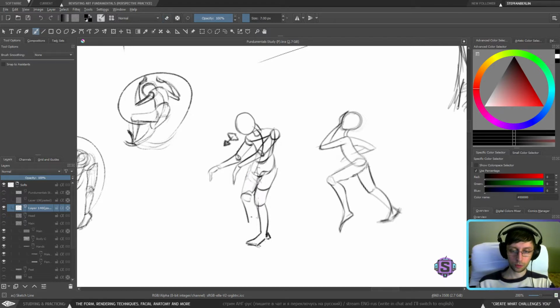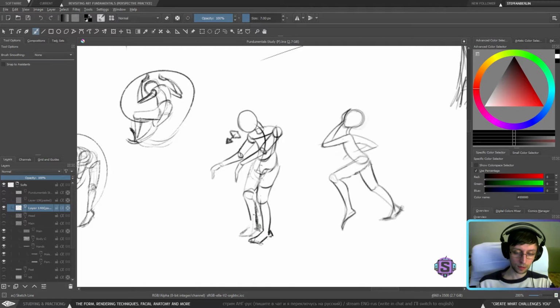Just quickly redoing a couple of results. So it's a weird pose, it doesn't have dynamics, but at least it's a little bit more grounded. It seems like the person at least stands. It's still pretty bad.